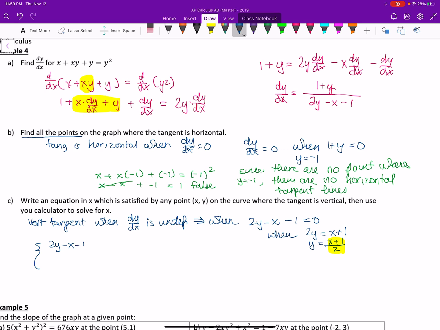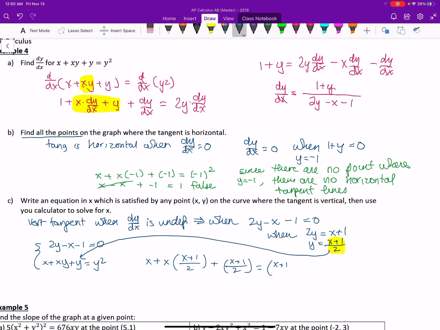2y minus x minus 1 is equal to 0, where that intersects with x plus xy plus y is equal to y squared. Because I want to have it all in terms of x, that's why I'm choosing to solve for y, and then I'm going to substitute that in for y. So it's going to be x plus x times (x plus 1) over 2 plus (x plus 1) over 2 is equal to ((x plus 1) over 2) squared. And guess what? Your graphing calculator will do that for you. You do not have to simplify. You can even leave it exactly like this.